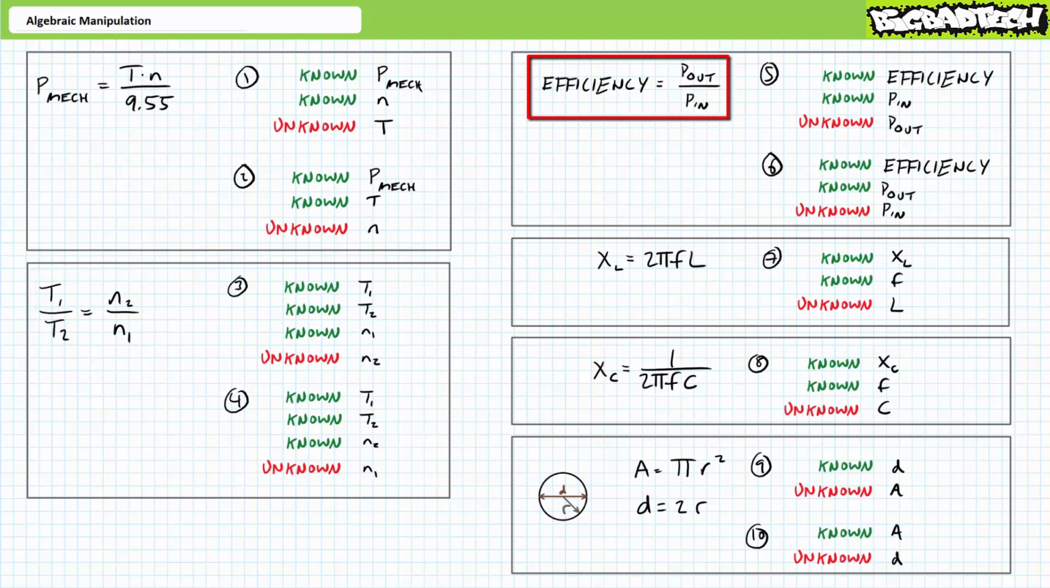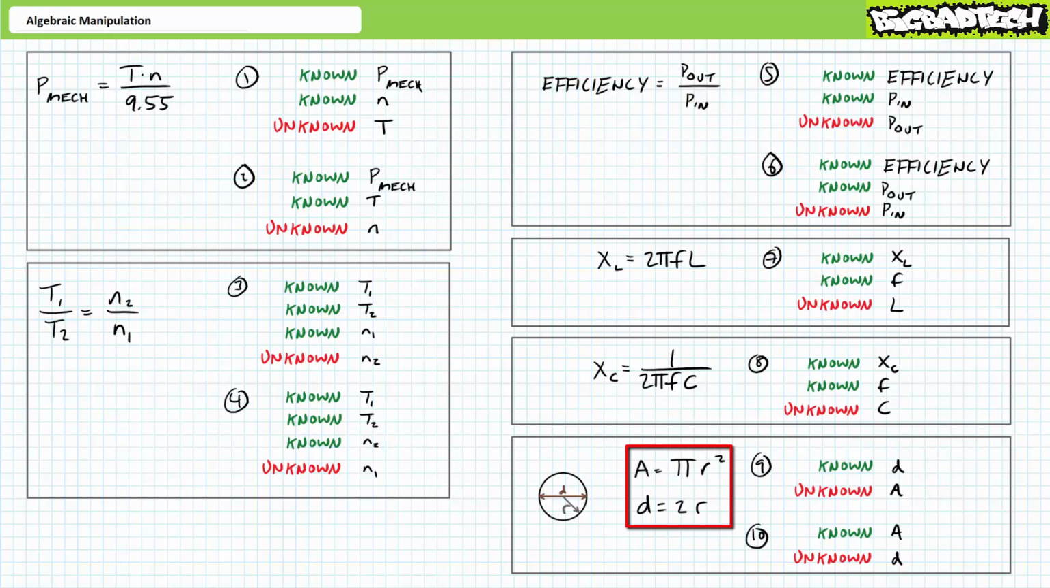Given efficiency equals power out over power in, the fifth problem is asking us to solve for unknown property P out in terms of known properties P in and efficiency. And the sixth problem is asking us to solve for unknown property P in terms of known properties P out and efficiency. Given x sub L equals 2 pi times F times L, the seventh problem is asking us to solve for unknown property L in terms of known properties F and x sub L. Given x sub C equals 1 divided by 2 pi F times C, problem 8 is asking us to solve for unknown property C given known properties F and x sub C.